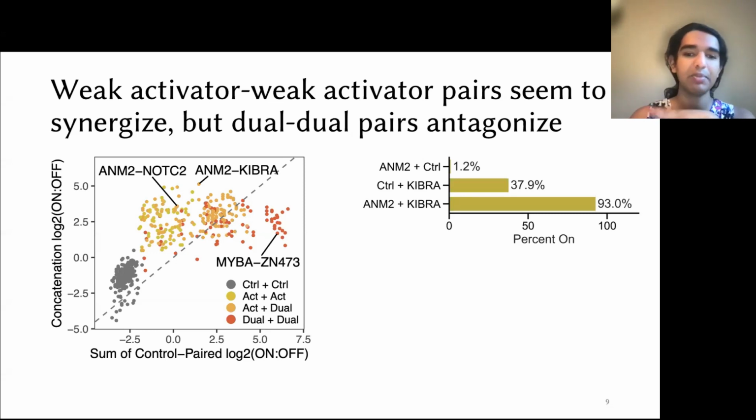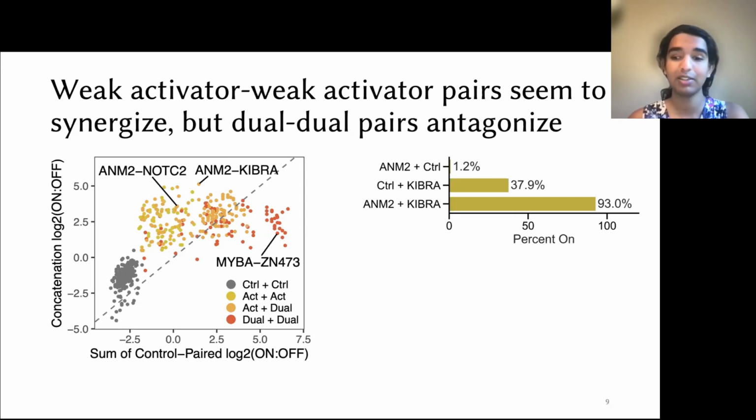So it didn't seem like our synergy conclusion about weak activators was entirely off base, but we were still quite skeptical of, for example, the MIB-A ZN473 pair, because each of those works as a really, really strong activator in our hands. And we were like, how on earth could these together not work very well?